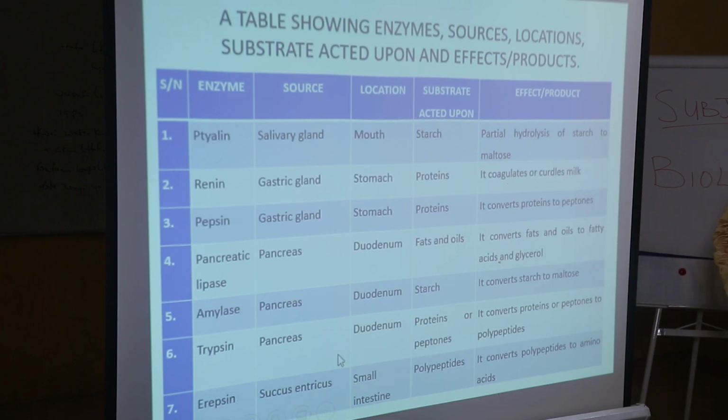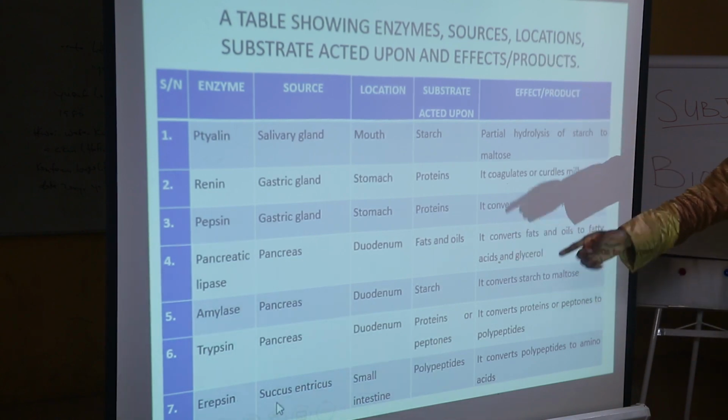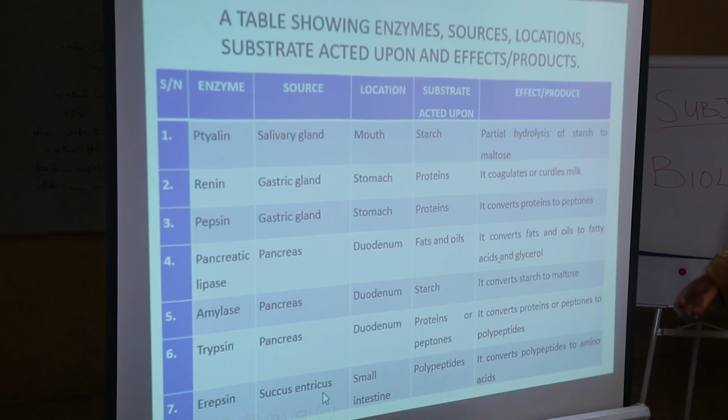We have erepsin, another enzyme, a very important enzyme. Where is it from? The source of this erepsin is the succus entericus. That is where its source is. Where is it located? It is located in the small intestine. It acts on food substances known as polypeptides. And what happens? It converts polypeptides into amino acids.